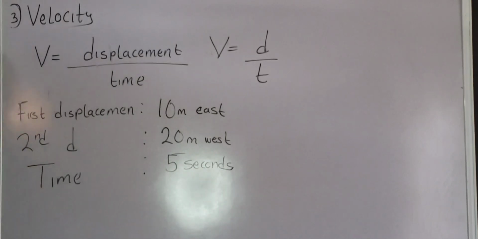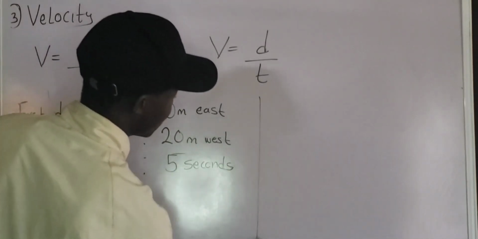Now we are told to calculate the average speed and the average velocity. Now, I want you to take notes. The average velocity of the object is what? The total displacement all over the total time taken. Are you getting what I'm saying? The total displacement all over the total time taken. Let's start with the velocity.